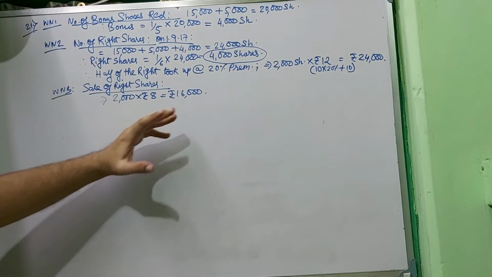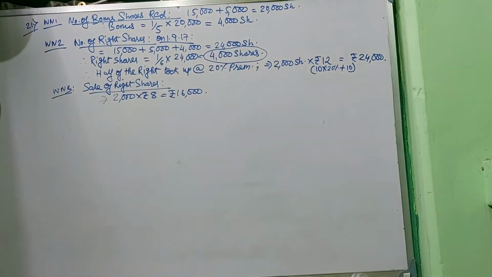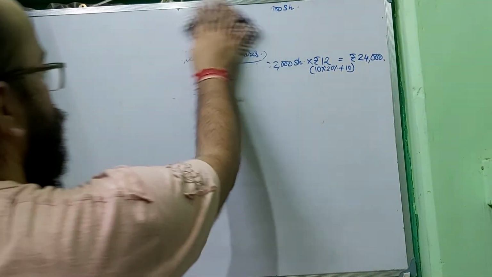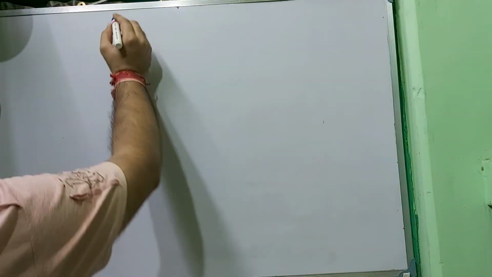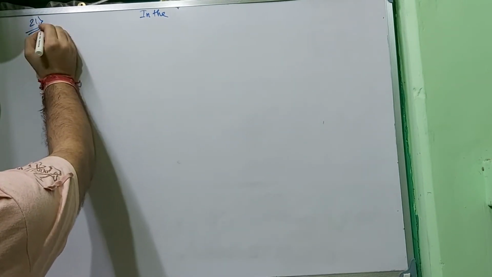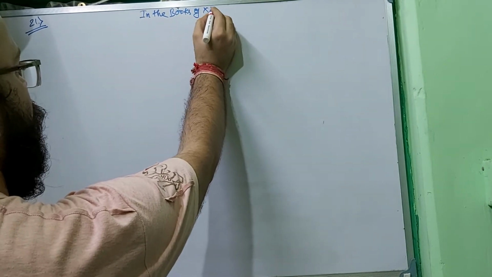Let's do the sum and let's do the remaining working notes below so that you can easily understand. I am rubbing this part. So always keep at least one page like this after a few working notes, in case of this type of sum. It will be easier for you to get that. Okay. In the books of XY Limited, this is sum number 21.